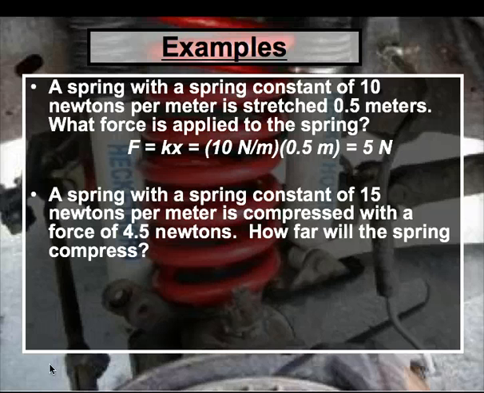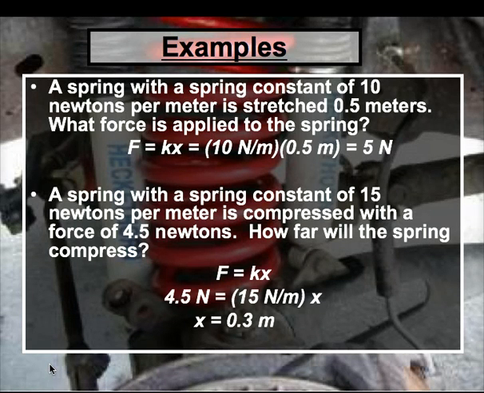How about this one? A spring with a spring constant of 15 newtons per meter is compressed with a force of 4.5 newtons. How far will the spring be compressed? Springs like bed springs get compressed, or springs on ballpoint pens. So how much will this one be compressed? F equals kx, 0.3 meters, about 30 centimeters.